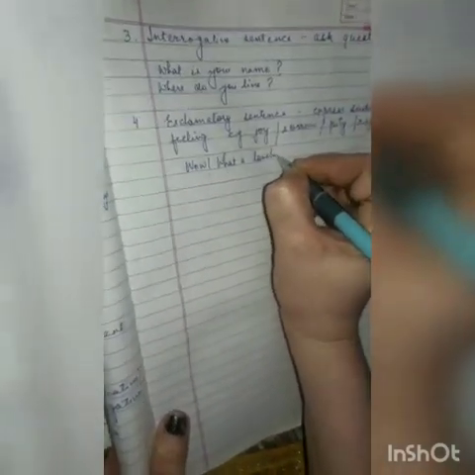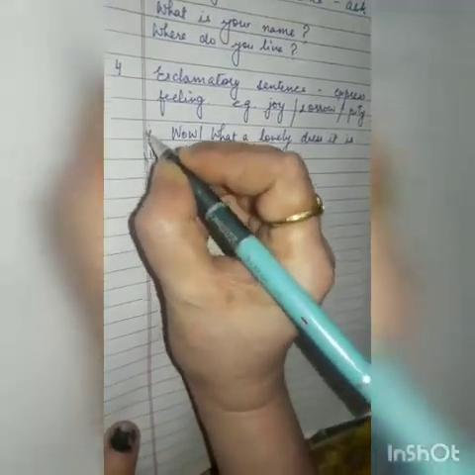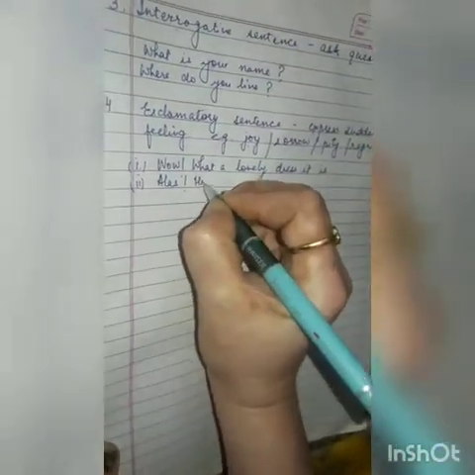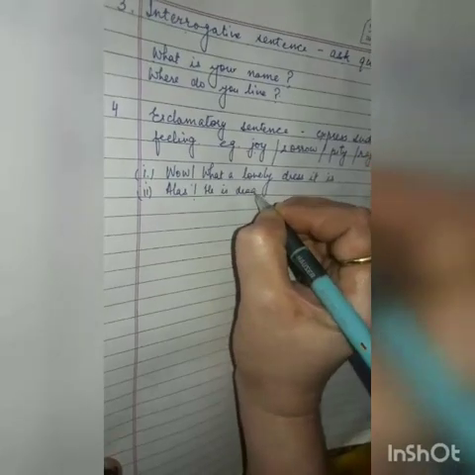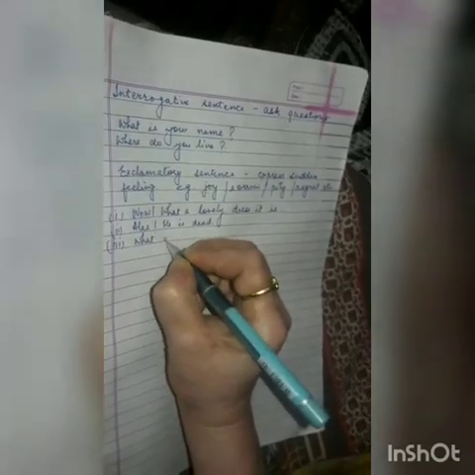Now, we'll have an example. If a sentence expresses joy, like, wow, what a lovely dress it is. Second, sorrow could be, alas, he is dead. It expresses a sorrow. Third is pity. For example, like, what a pity.